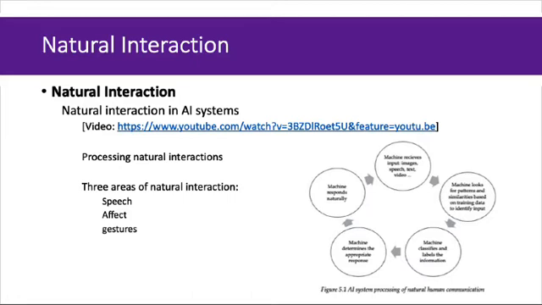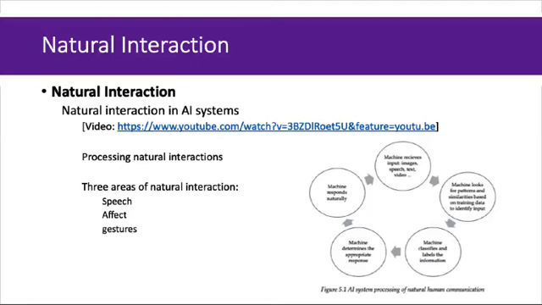Processing natural interactions. Humans communicate in a variety of ways, through spoken and written language, through gestures and body language, and through facial expressions and emotions. A very simple illustration of how AI systems process natural human communication is illustrated in Figure 5.1.